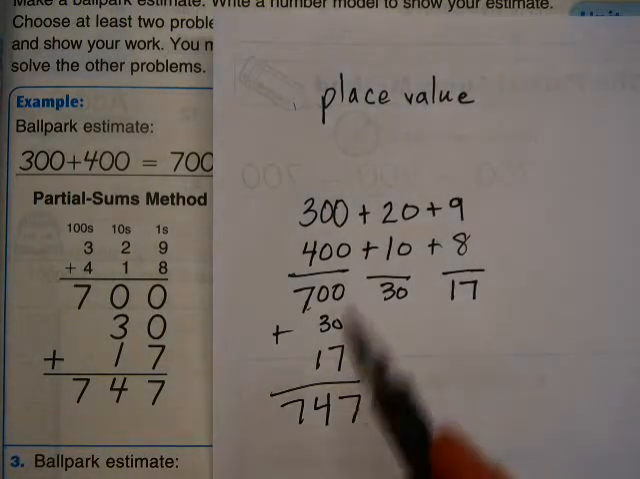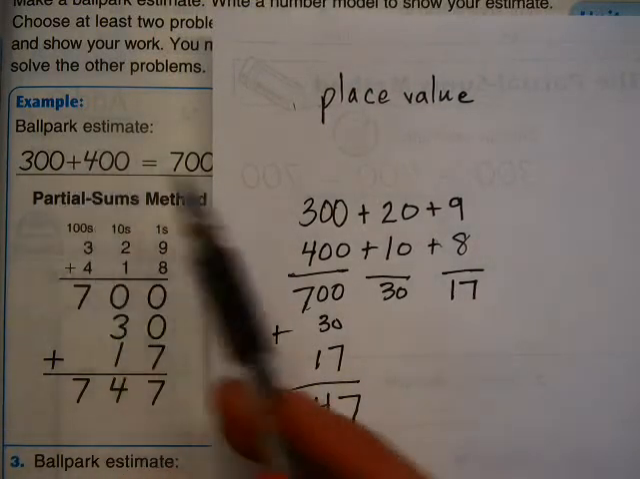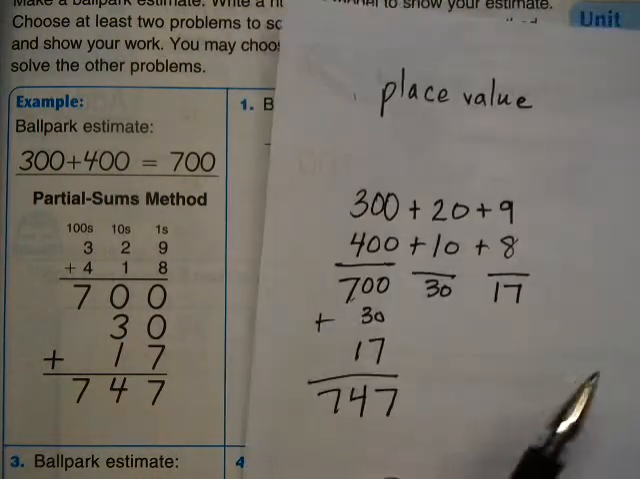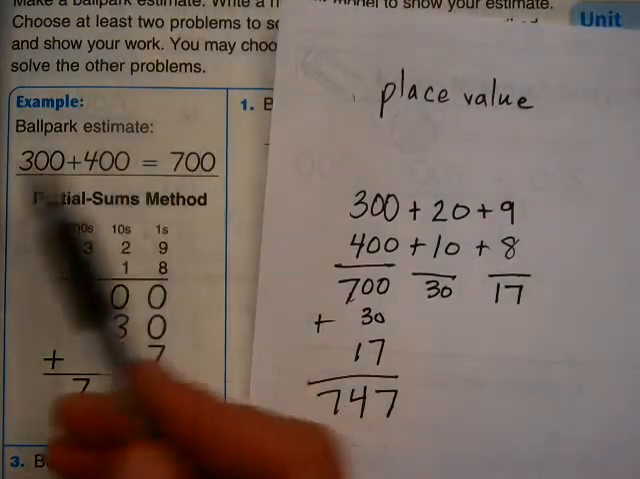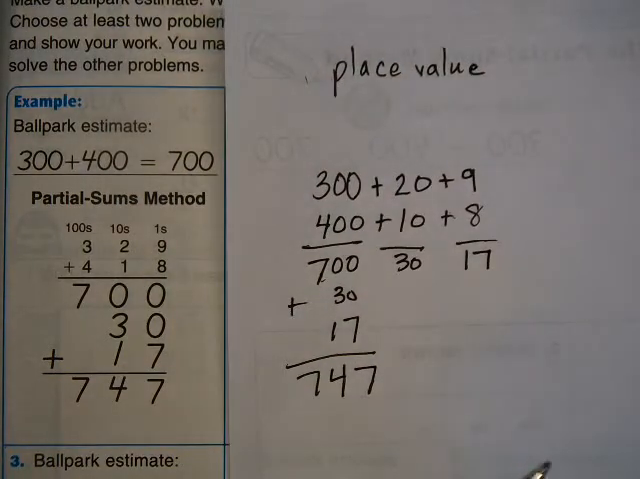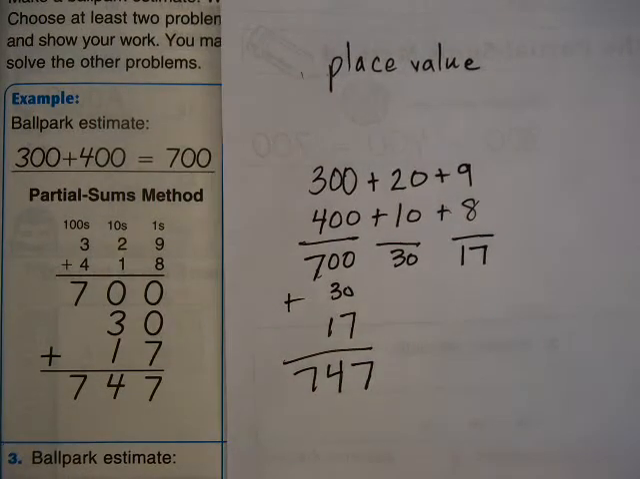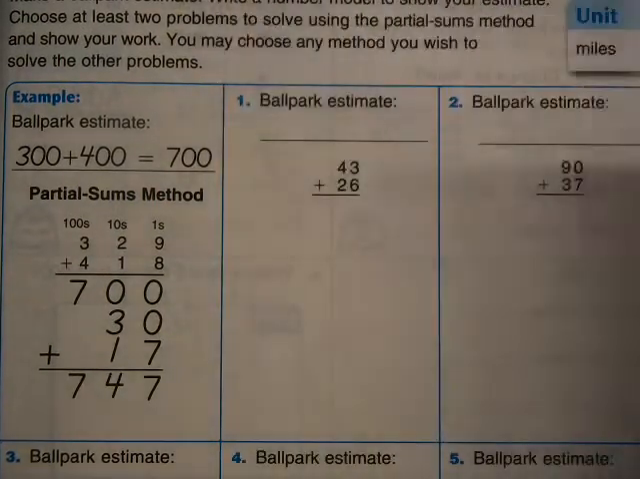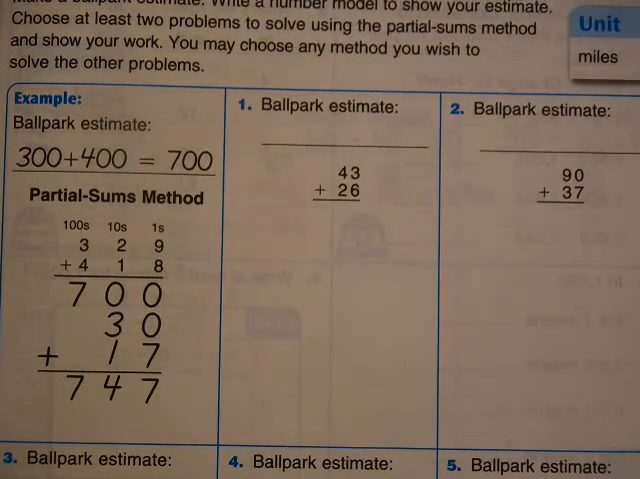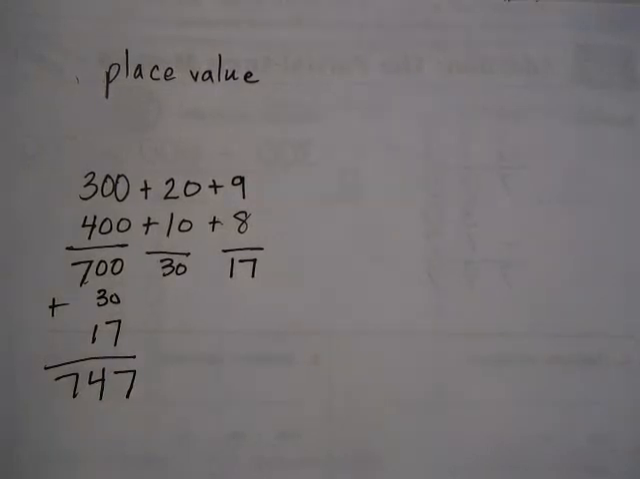Okay, and remember, when you go to make your ballpark estimate, it's just got to be as close as you can get. And they've estimated right to the hundreds. So if you want to go ahead and estimate to the hundreds, that would be fine. If you want to estimate to the tens, that would be fine too. Either way will work. So for what we're going to do today, this is the partial sums addition method, and I'm going to turn the lesson off, and I'm going to come back to me on the camera.